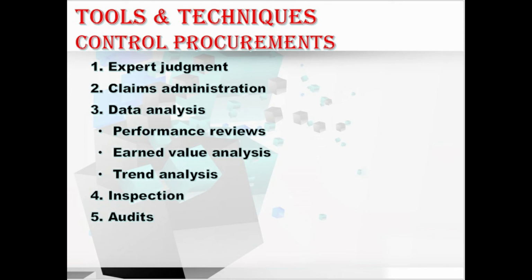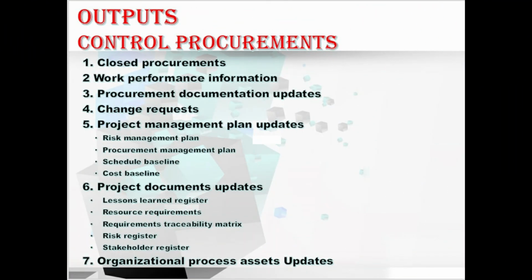Let's move to its outputs. In the outputs, first we have closed procurements. What are closed procurements? The buyer, usually through its authorized procurement administrator, provides the seller with formal written notice that the contract has been completed. So this is a closed procurement. Hope you understood this.